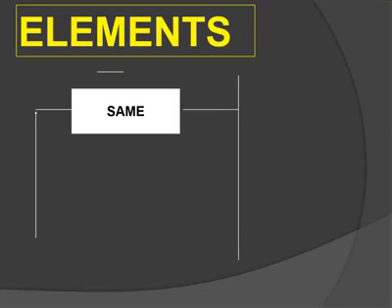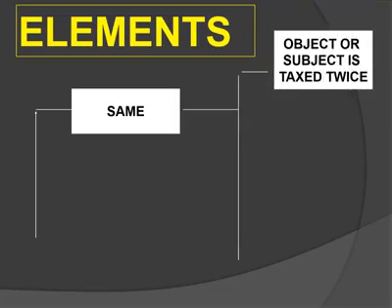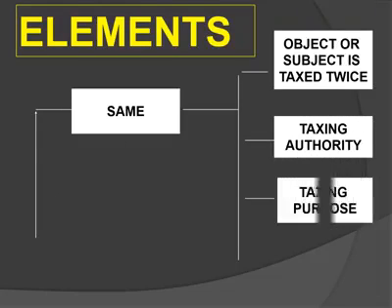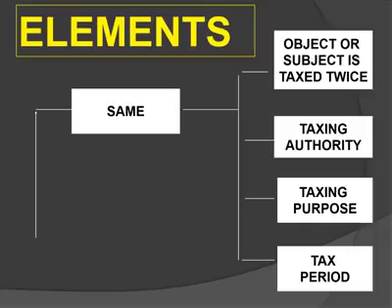So you have the same subject or object taxed twice by the same taxing authority for the same taxing purpose and during the same taxing period. But remember, this is only one of the elements of direct duplicate taxation. So even if all the elements of sameness are present, there is still no direct duplicate taxation. Why?